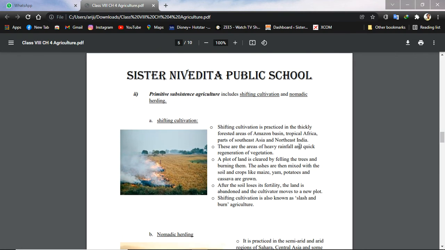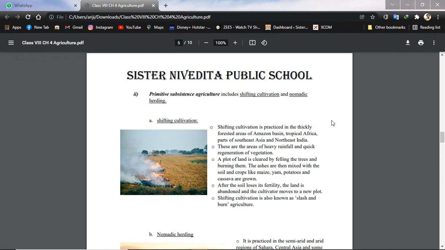Now coming to the second one, the primitive subsistence agriculture. Primitive means ancient. Okay, so in primitive subsistence agriculture, we again find two parts: shifting cultivation and nomadic herding. What is shifting cultivation? Shifting cultivation means people start their cultivation in one place, and then after completing the cultivation, they burn that region and go outside to another field.